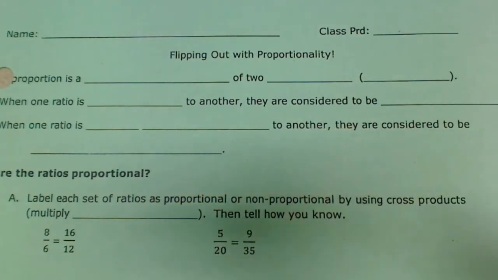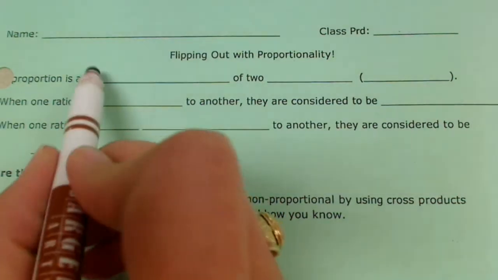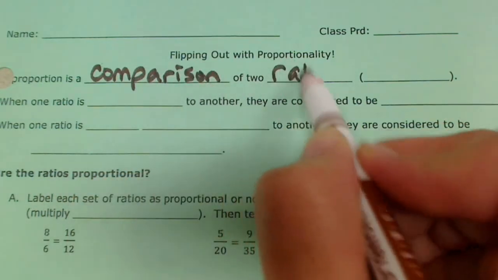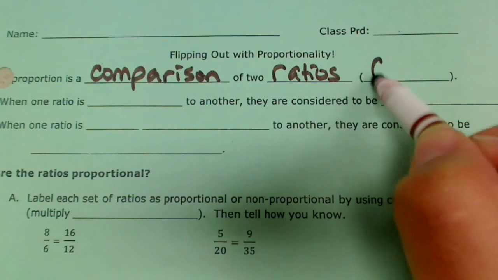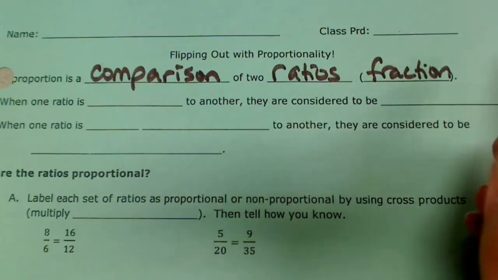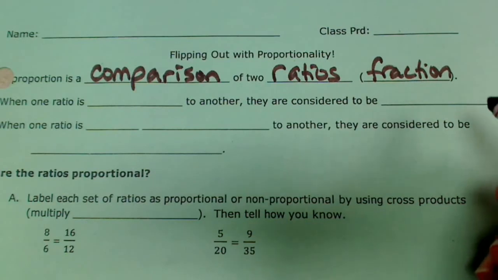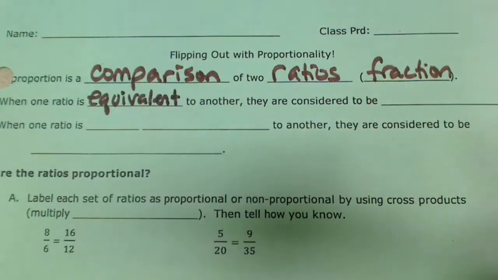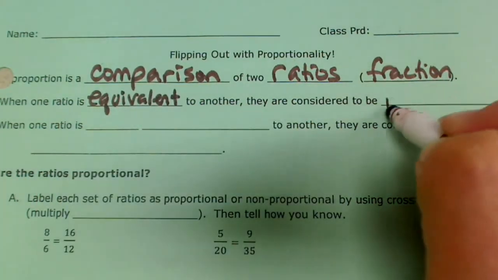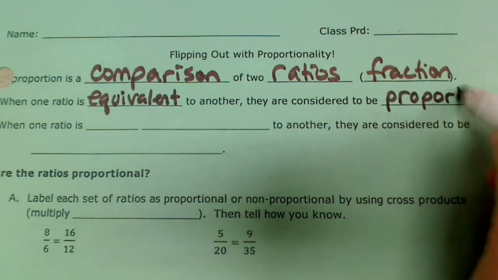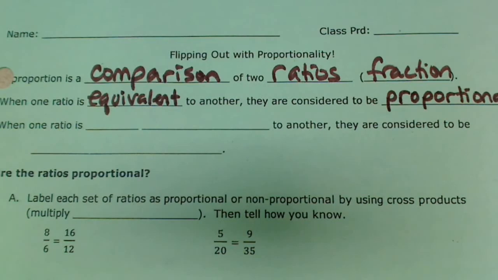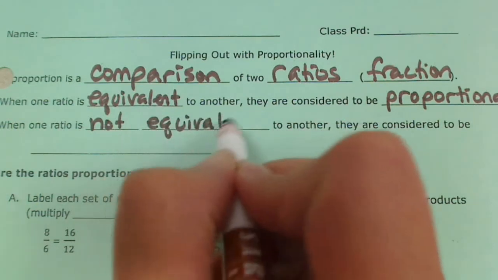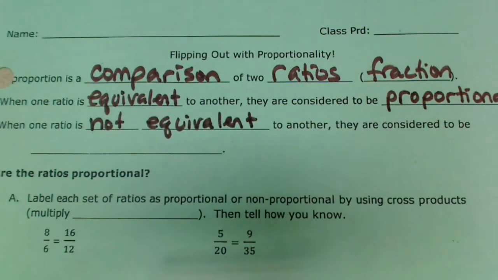Let's go ahead and start out by writing out what is a proportion. A proportion is a comparison of two ratios, and ratios is another word for fraction. So basically, two fractions that we're comparing is a proportion. When one ratio is equivalent to another, they are considered to be proportional. P-R-O-P-O-R-T-I-O-N-A-L. When one ratio is not equivalent to another, they are considered to be non-proportional.